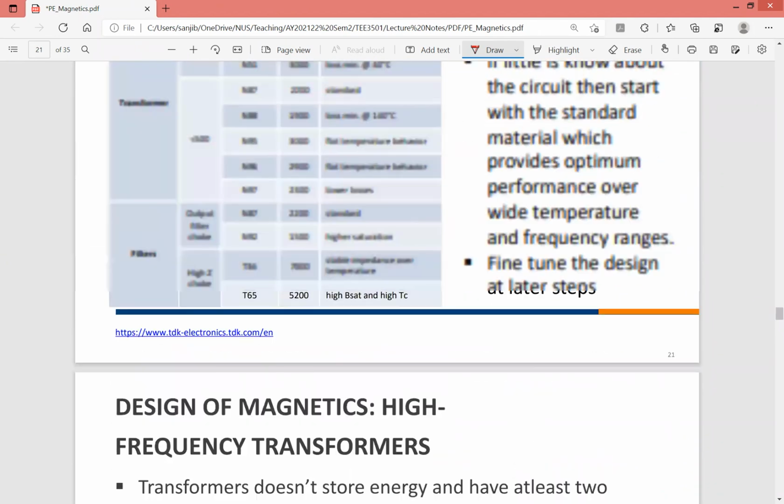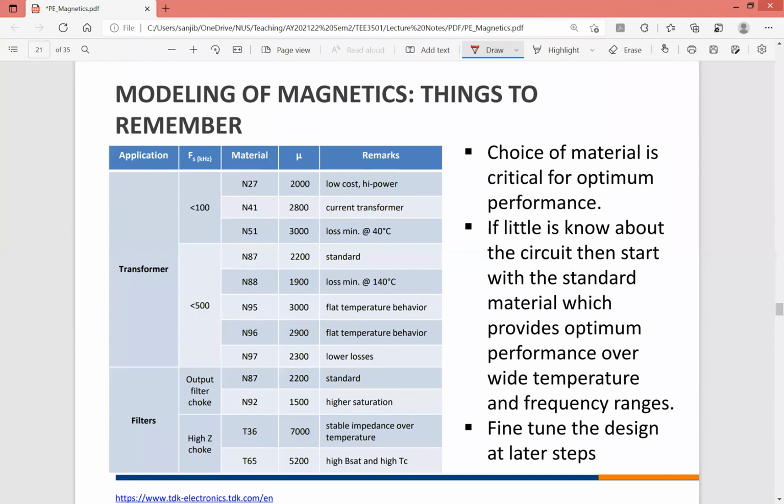Okay, now here is some difference. So how do you choose the material? There are different types of material available, and for each material you have a recommended operating range in kilohertz. If it is below 100 kilohertz or below 500 kilohertz, then you use a different type of material. Each material will have its own mu, or permeability. You can see the range of mu's.